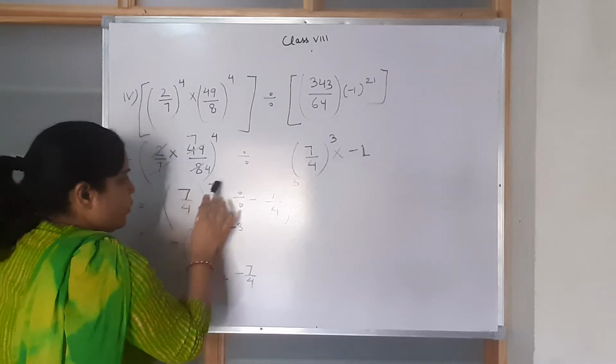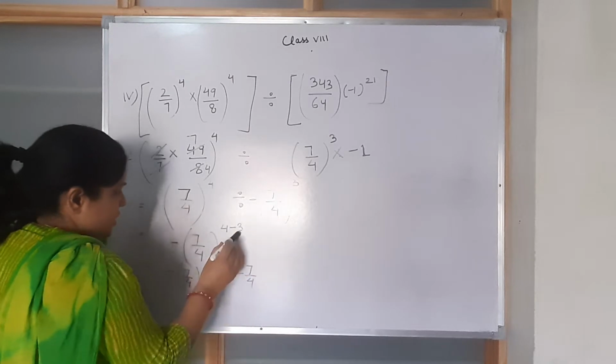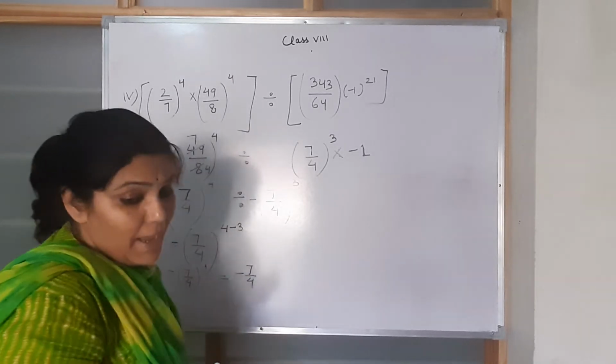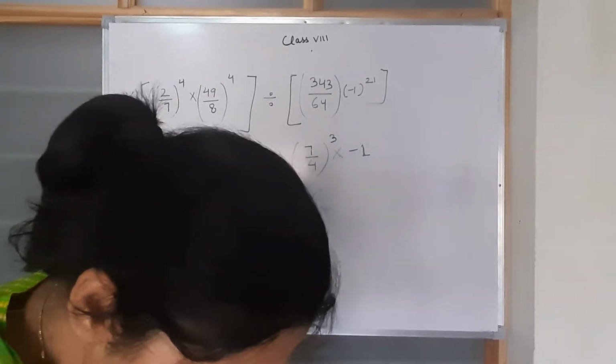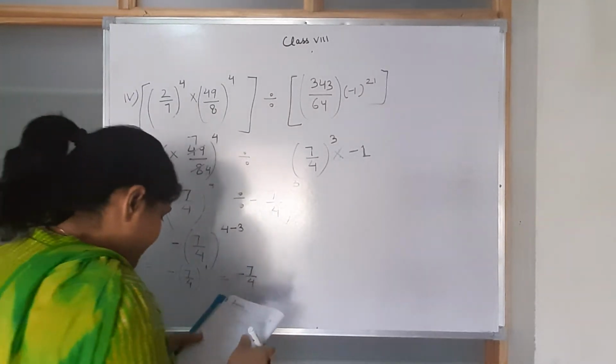Now just look here. 4 minus 3, the division sign is there, which is going to be 1. 1 means 7 upon 4. So this answer will be minus 7 upon 4. What will be our answer? Our answer will be minus 7 upon 4. Now moving on to next question.